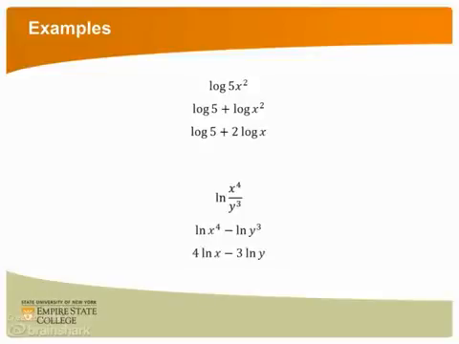We finish by dropping down the exponents in front of the appropriate natural logarithm. Therefore, the natural logarithm of x to the 4th power over y to the 3rd power is the same as 4 times the natural logarithm of x minus 3 times the natural logarithm of y.